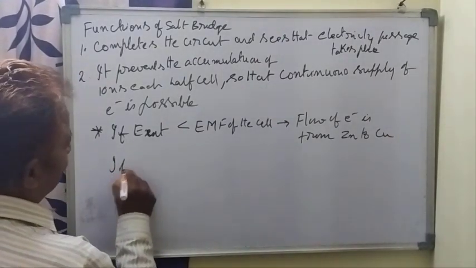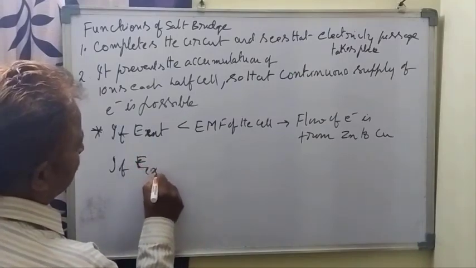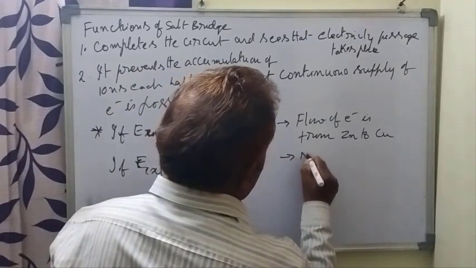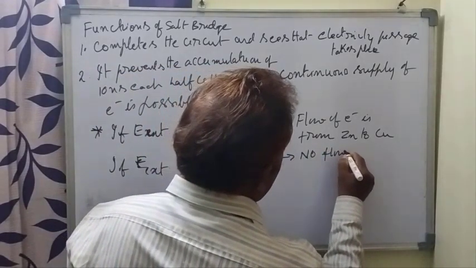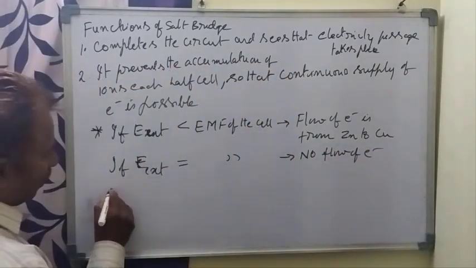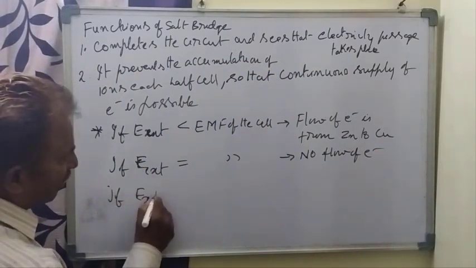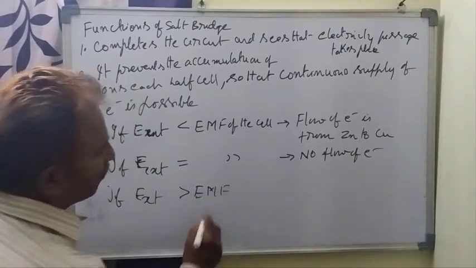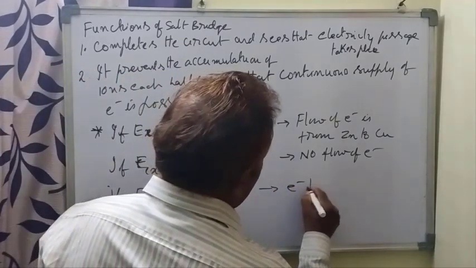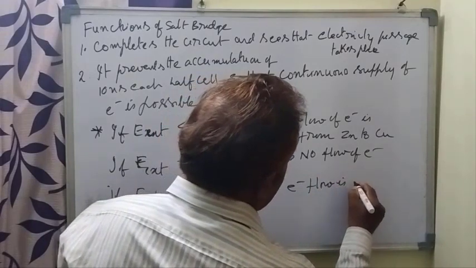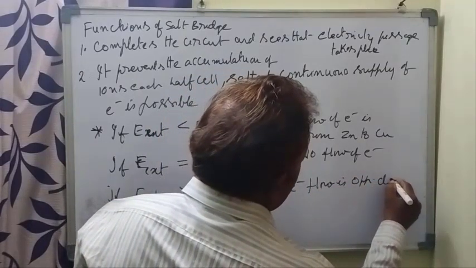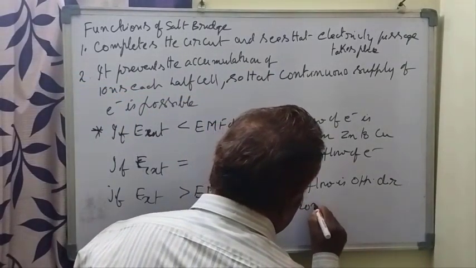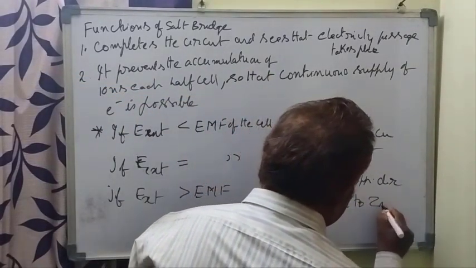If E external is equal to EMF of the cell, then no flow of electrons. If E external is greater than EMF, then what happens? Electron flow is in the opposite direction. That means from copper to zinc.